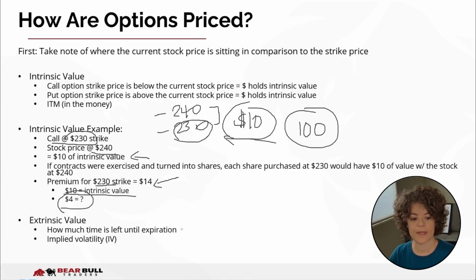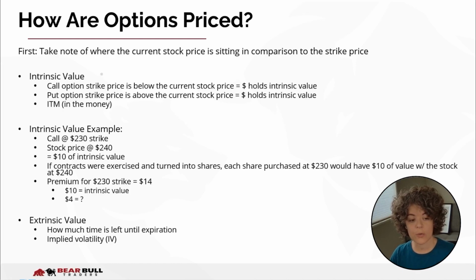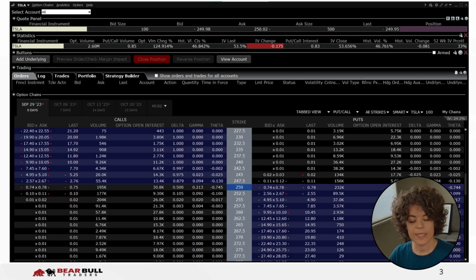Extrinsic value includes things like how much time is left until the contract expires and how high the IV, or implied volatility, is. There are some other small factors that make up extrinsic value, but these two are the most important. So now we know there are two things that make up the option pricing, and that's the intrinsic value and the extrinsic value. Let's go ahead and take a look at some examples.